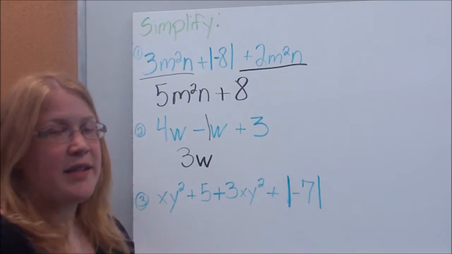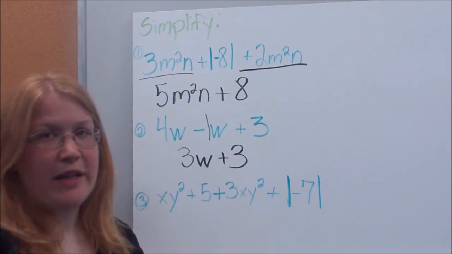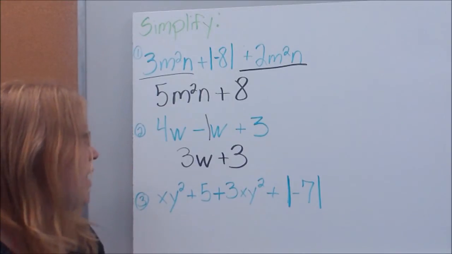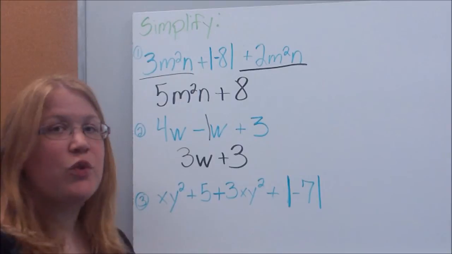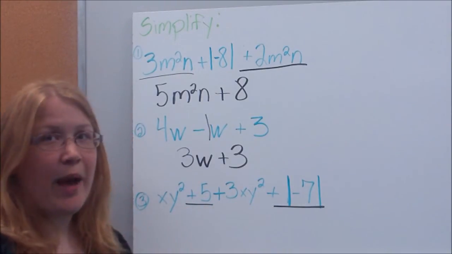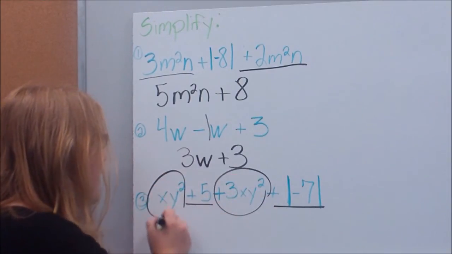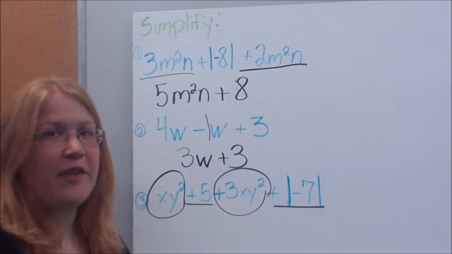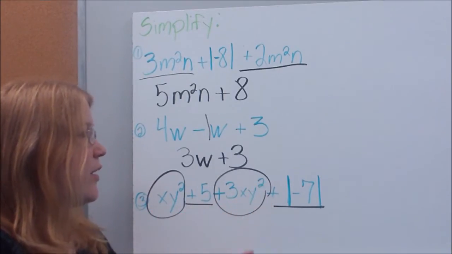Over here I have a constant. It doesn't have a variable. It can't be combined. So just write that down there in your answer. So again, here we want to look for our like terms. And we actually, in this last one, have 2 sets of like terms. I have 2 constant terms that I can combine to simplify. And I have 2 variables that are like, that I can combine to simplify. Xy squared, here I have 3xy squared.